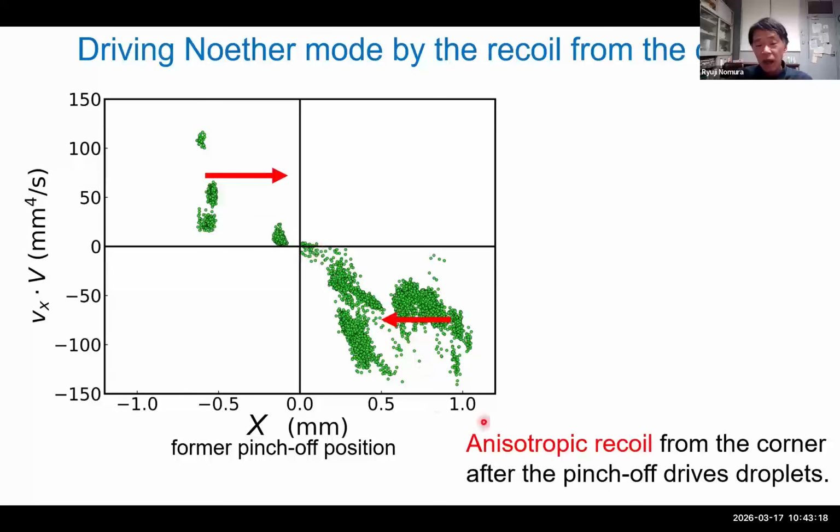So this means that anisotropic recoil from the corner after the pinch-off drives the droplet motion. And the droplet keeps oscillating along the surface by conserving that initial momentum, the initial drive due to this recoil. So this also supports that the observed motion is a Nater mode, I think.